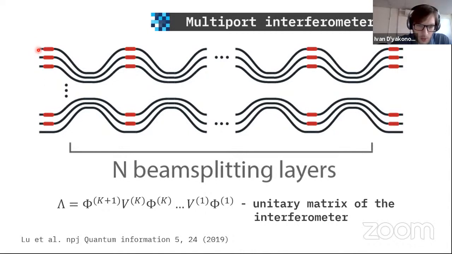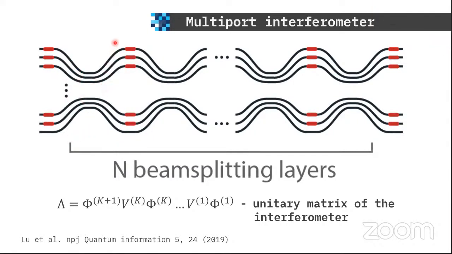So the general decomposition looks like this. The unitary of the interferometer is written by this letter lambda. The large phi are the phases. The V's are the mixing layers over here. So these are the matrices mixing the modes on the input of this mixing region and on the output.